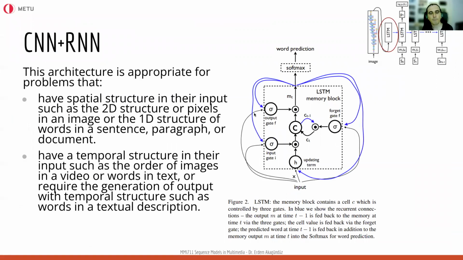So you might easily see that this architecture is appropriate for problems that have spatial structure in their input, such as the 3D structure of pixels or whatever, and have a temporal structure in their input as well. For example, it could be images or words to be created, because the sequential structure in an image is like the feature alignment in an image, because by the feature alignment, we get a semantic meaning, we construct the sentence. Good.